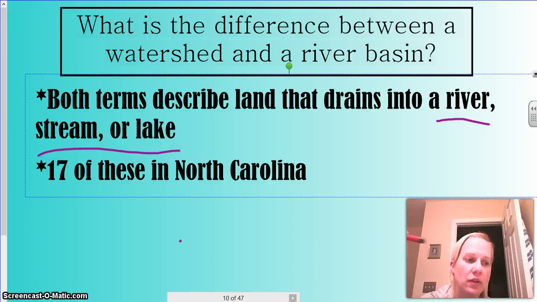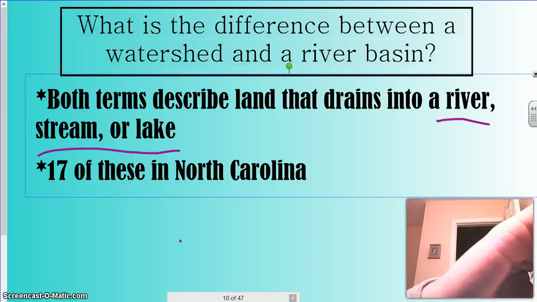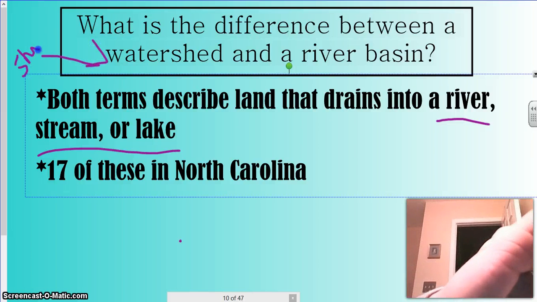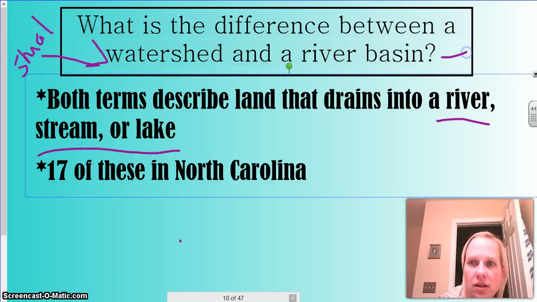The difference between the two: a watershed is going to be referring to a smaller area. So this is small, where a river basin is going to be large.